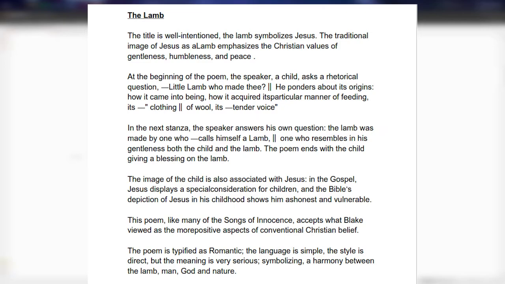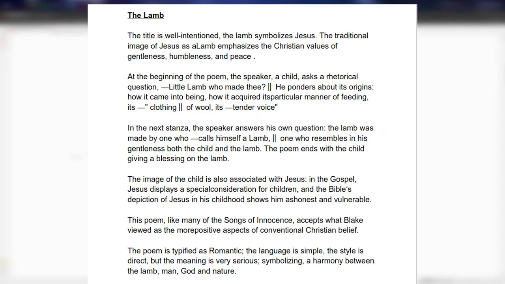At the beginning of the poem, pay attention to the speaker, the way he talks, the way he speaks. The speaker, a child, asks a rhetorical question. What's a rhetorical question? I do not anticipate an answer from you. That's the meaning of rhetorical. That is, I ask the question and I answer it myself. I ask the question only to emphasize. It doesn't mean that I want a response from you. That's what we call a rhetorical question.